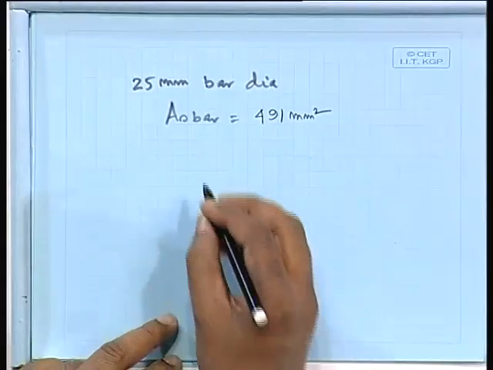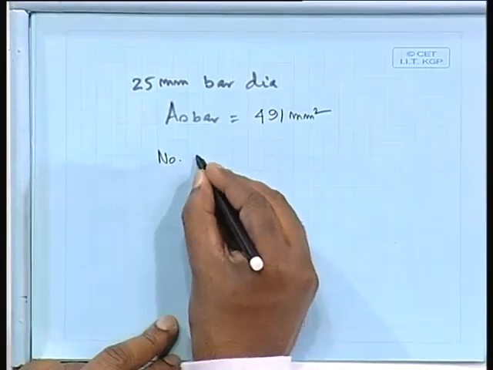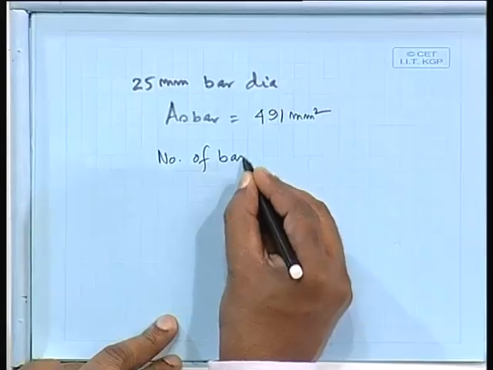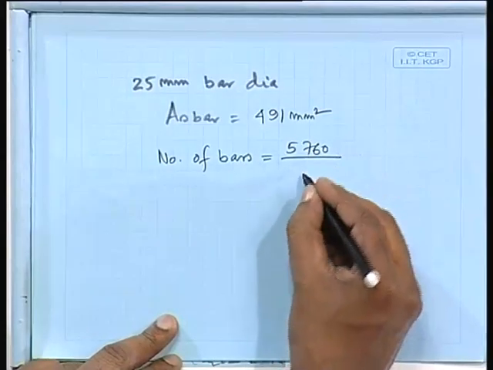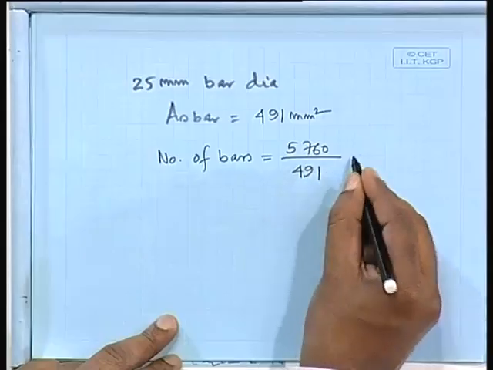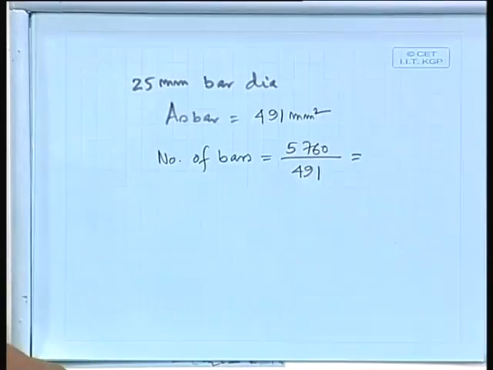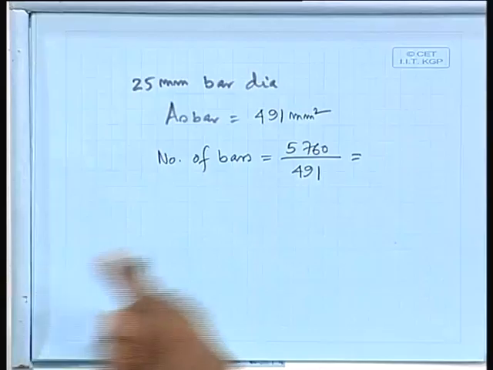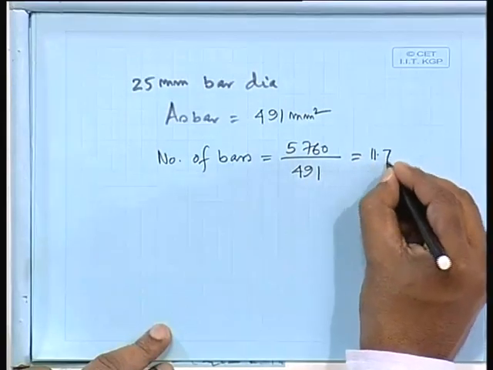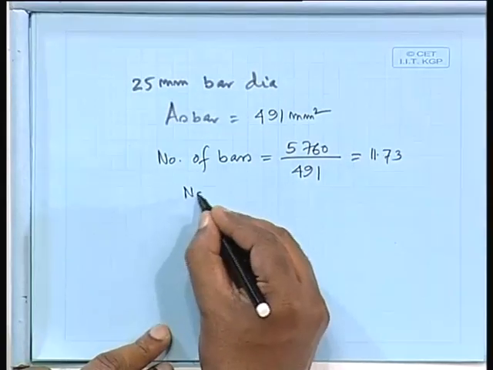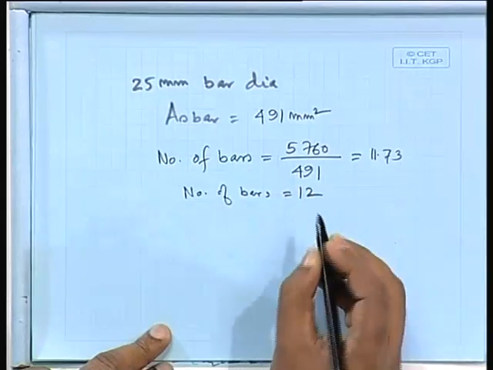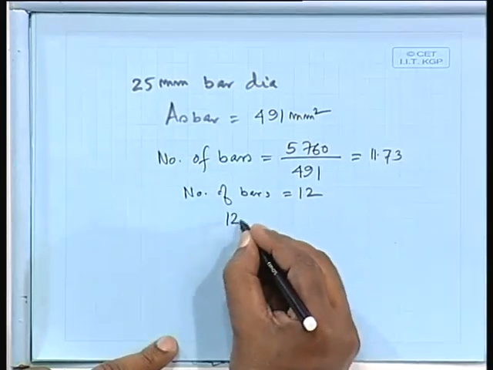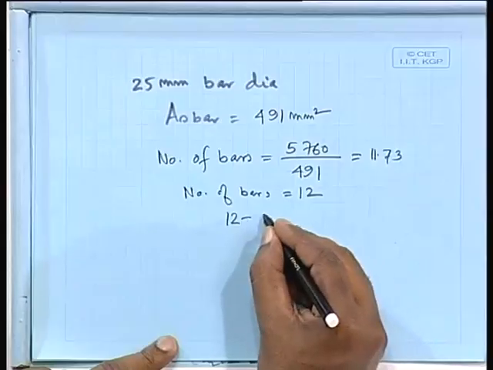So how much steel, number of bars? So 5760 divided by 491, which comes as 11.73. Number of bars, that means 12 at least you have to provide. So 12 numbers, 25 torr.